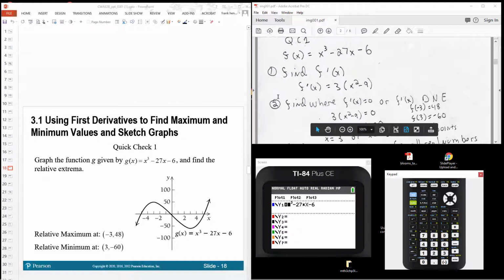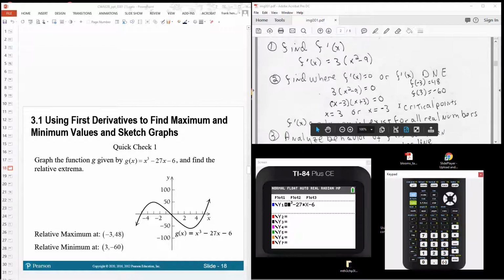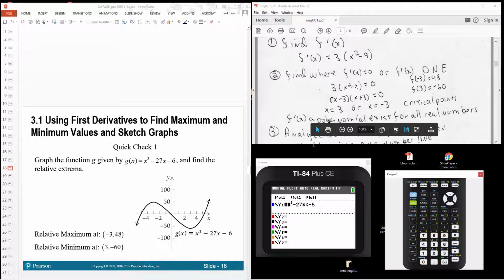Found where f prime of x is equal to 0 or doesn't exist. So set it equal to 0. It's a polynomial, it's defined everywhere. So set it equal to 0 and find my critical points. I have one at 3 and one at -3. So they're my critical points. That's coming from there.